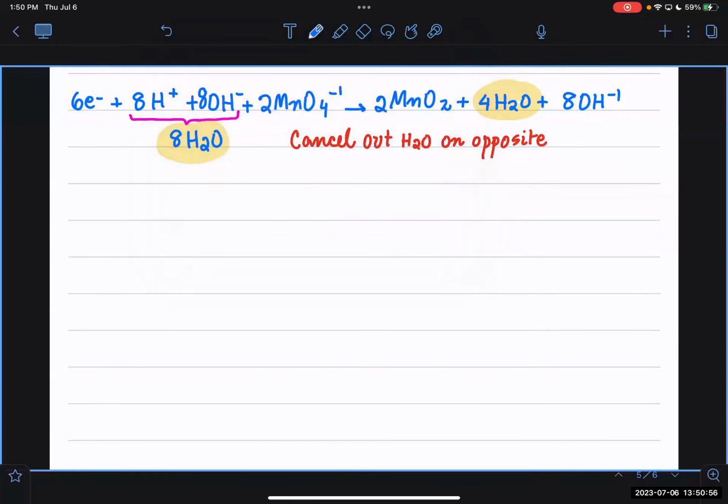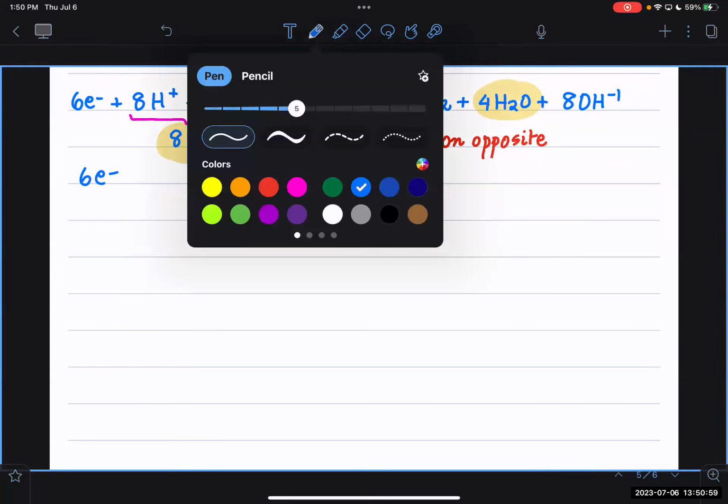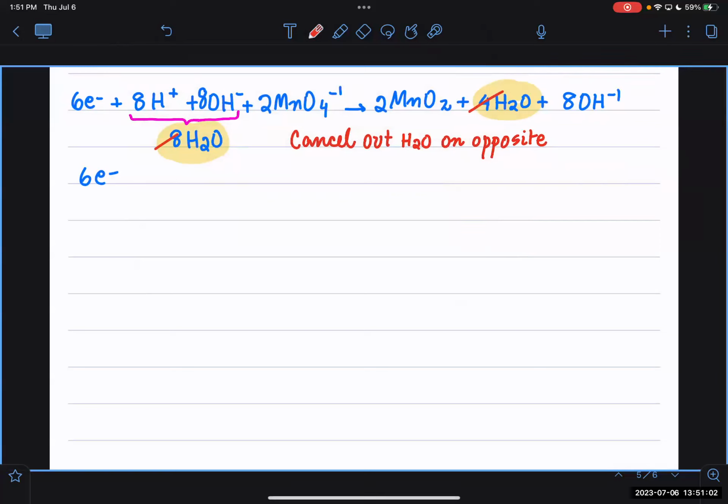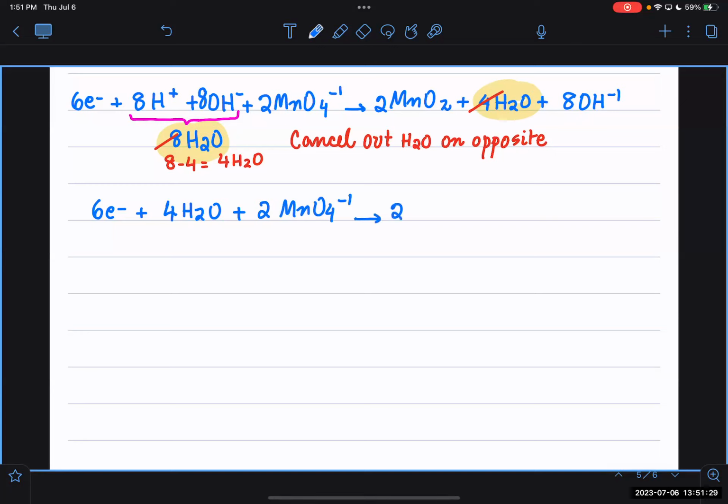So now we have 6 electrons. Let me just do this. When 8 and 4 cancel out, how many are left? 4 H2O. 8 minus 4 is equal to 4 H2O left. So that's what you are going to add. Simplifying, 6 electrons plus 4 H2O plus 2 MnO4 minus 1 gives you 2 MnO2. Water is gone, plus 8 OH minus 1. Clear?